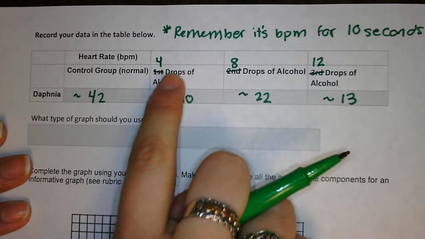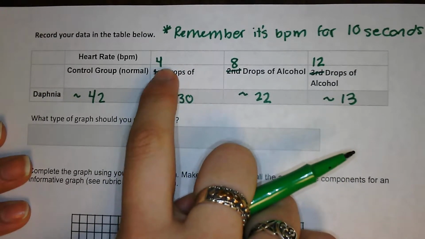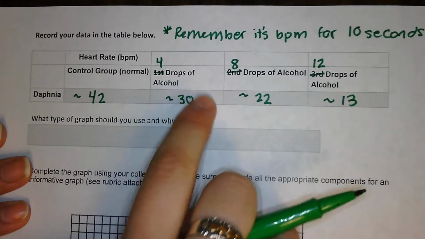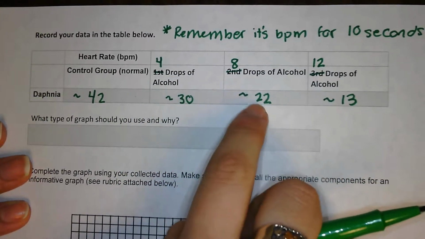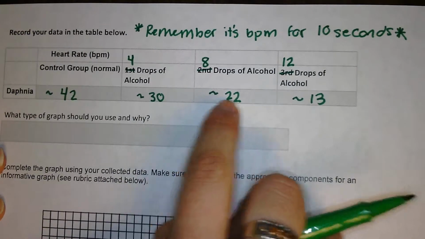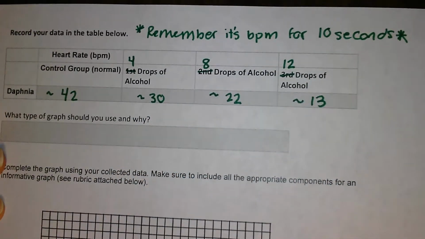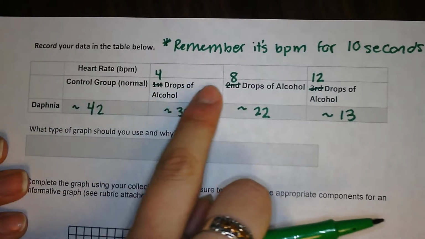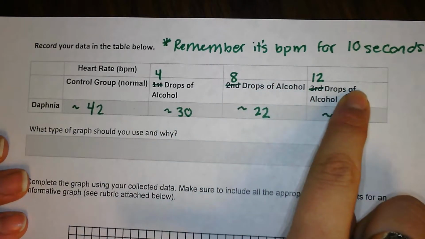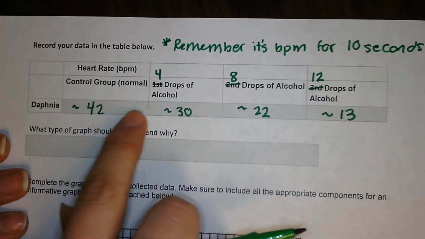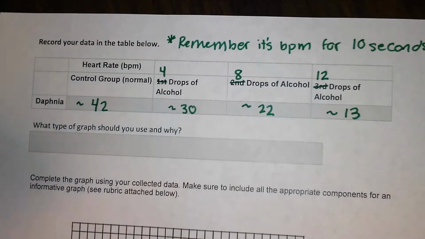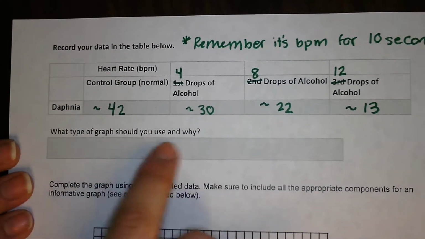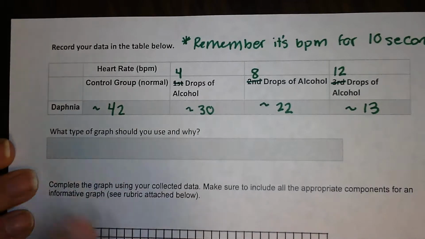After the first drops of alcohol, which was 4, I got about 30 beats per minute, and then I added 4 more, and I got about 22 beats per minute, and then I got 13 beats per minute when I had 12 drops of alcohol. So the more alcohol that I gave to the Daphnia, the slower my heart rate got. That is what I am seeing from just my numbers. So what type of graph should I use and why?